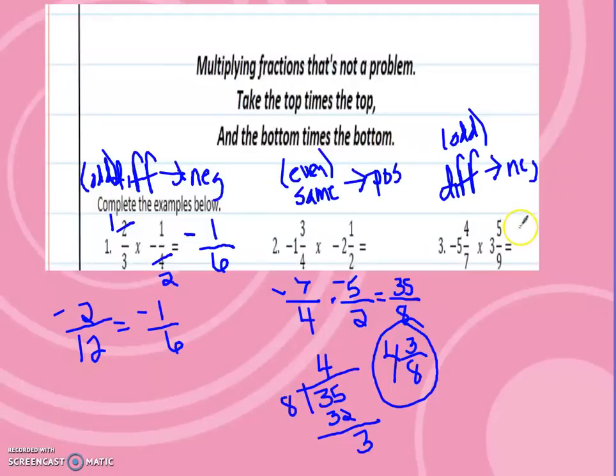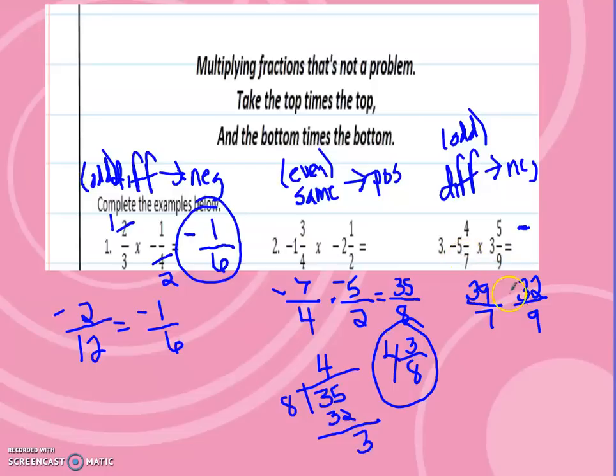Okay, so we know the answer is negative, but we got to make this improper. 7 times 5 is 35. 35 plus 4 is 39. So we have 39/7. 9 times 3 is 27. 27 plus 5, 28, 29, 30, 31, 32. We get 32/9. All right, so now we're going to see if we can simplify.